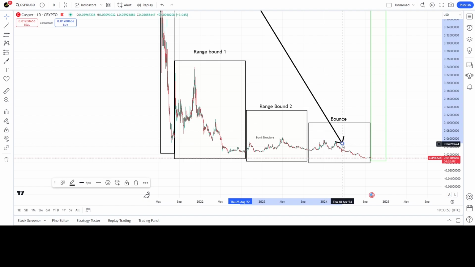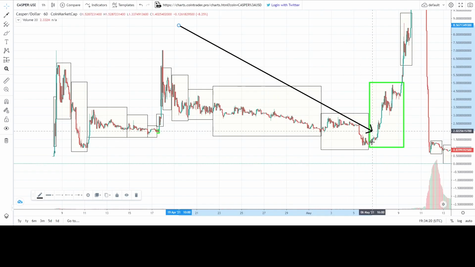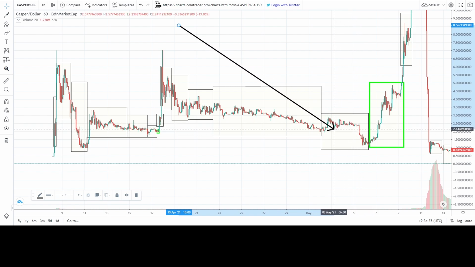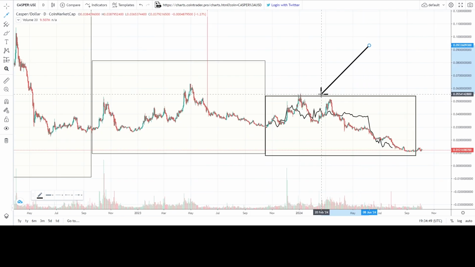Okay, so now that we see that this structure has been playing out, it looks unique every single time it repeats, but the functions that we are looking for are there. So what happens next? Well, let's dive into this structure a little closer. What I'm going to do is copy this fractal and paste it onto today's chart in charts.cointrader.pro versus TradingView, because I have access to this fractal and I can copy and paste it, whereas on TradingView I don't. So this is that fractal, that bounce, copy and pasted.